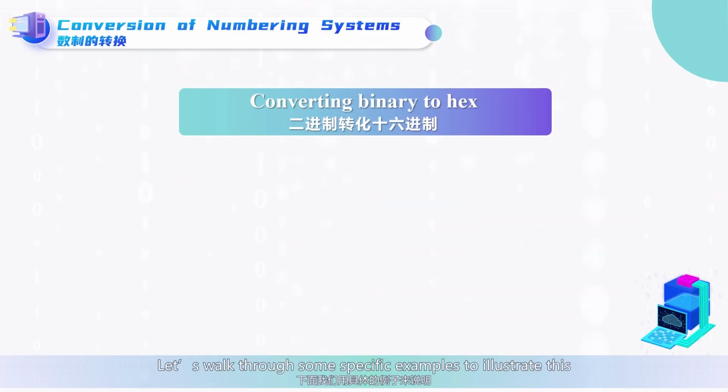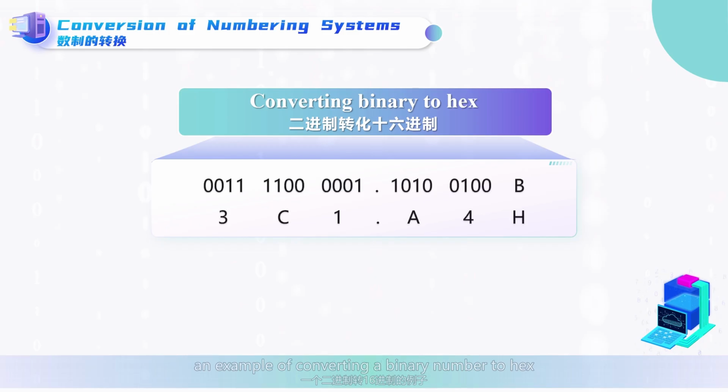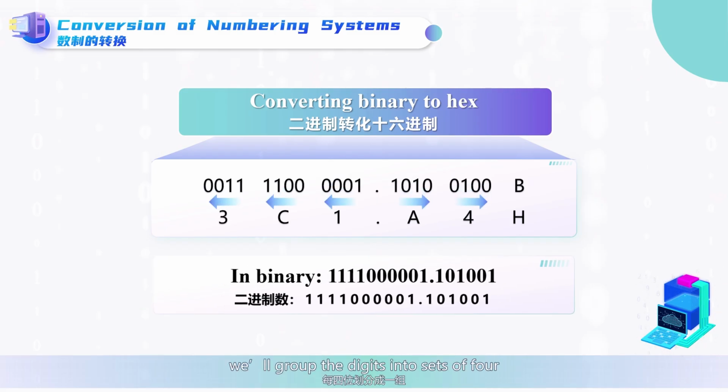Let's walk through some specific examples to illustrate this. Let's start by looking at an example of converting a binary number to hex. The binary number is 1111000001.101001. Starting from the decimal point and moving left, we'll group the digits into sets of 4, totaling 3 sets here.